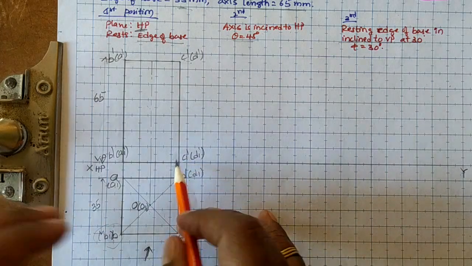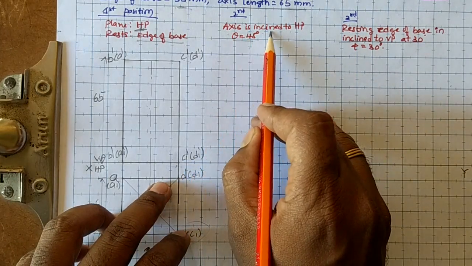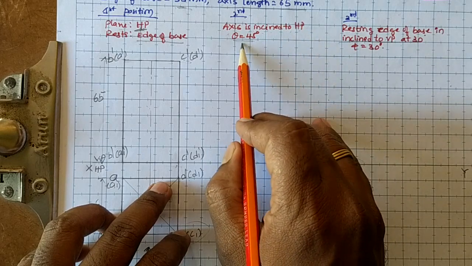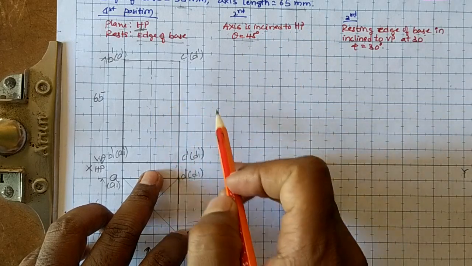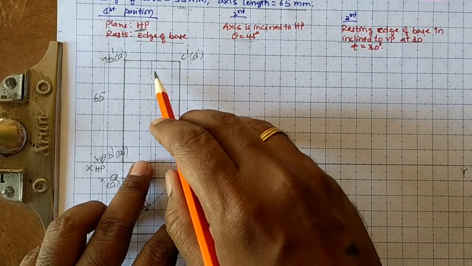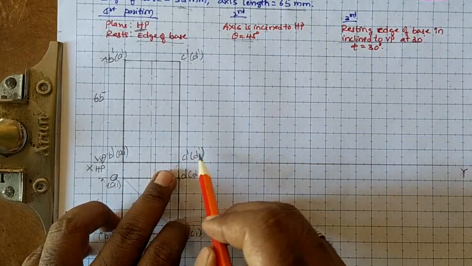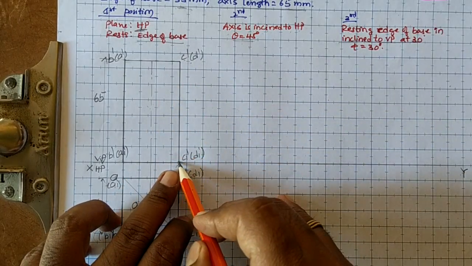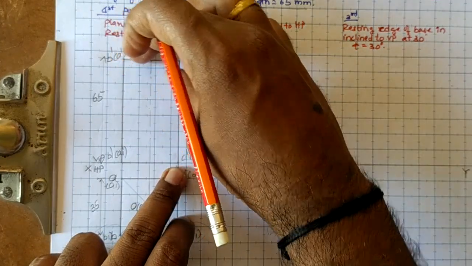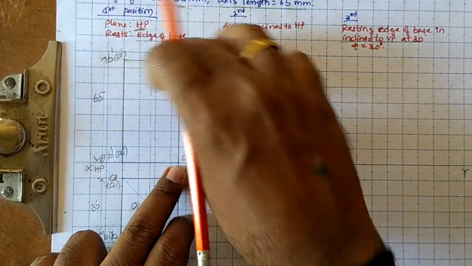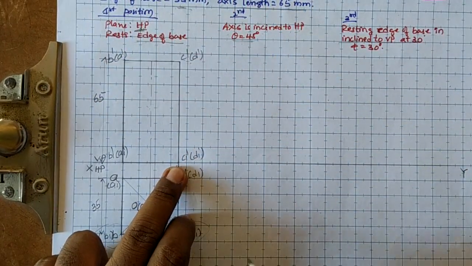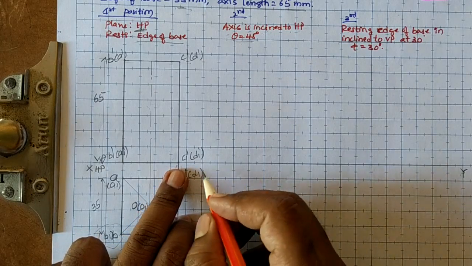Okay, now see what is the second condition. The axis is inclined to HP at 45 degrees. Okay, here tilt the front view such that, about the resting edge, see, like this, let it rotate like this about this resting edge. First mark the resting edge point on the XY line.